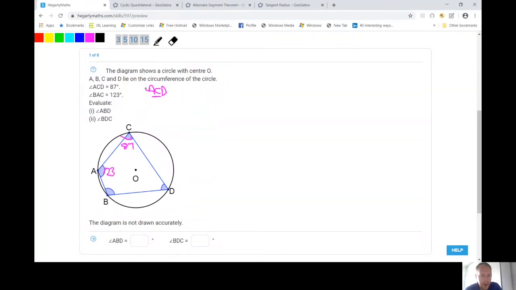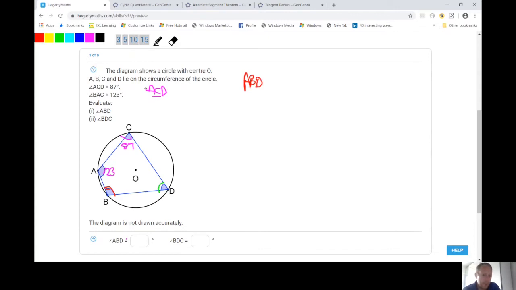Now it's asking you to find ABD. So ABD is this one. And it's also asking you to find BDC. BDC, so that's obviously the other angle inside the shape. So let's start off with ABD. So how are we going to find out what ABD is?